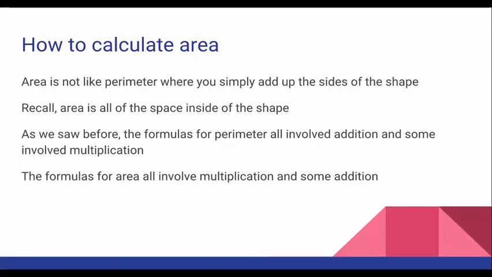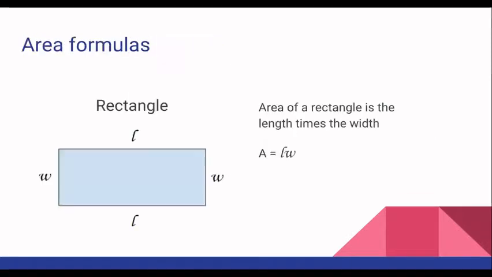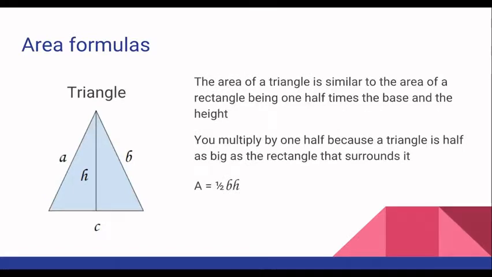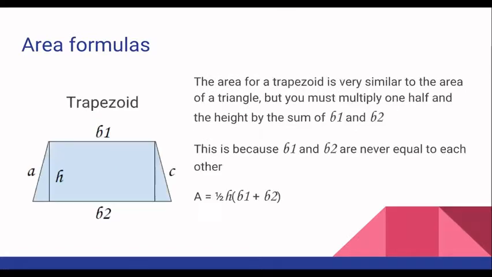Now, to calculate the area, remember that area is the space inside of a shape rather than the space outside of the shape, so it's going to be a little bit different than perimeter. So for a rectangle, you multiply length times width. So these are simply memorizing the formulas again. Rhombus is base times height. Triangle is 1/2 base times height. And trapezoid, this one is important, it's 1/2 times height times the sum of base 1 plus base 2. So you don't want to forget those parentheses or your answer will not be correct.